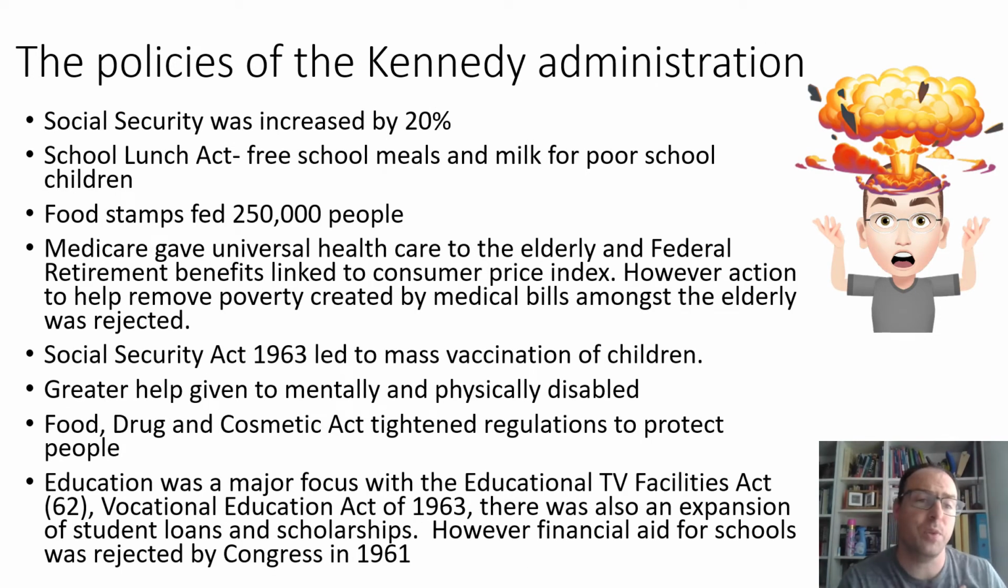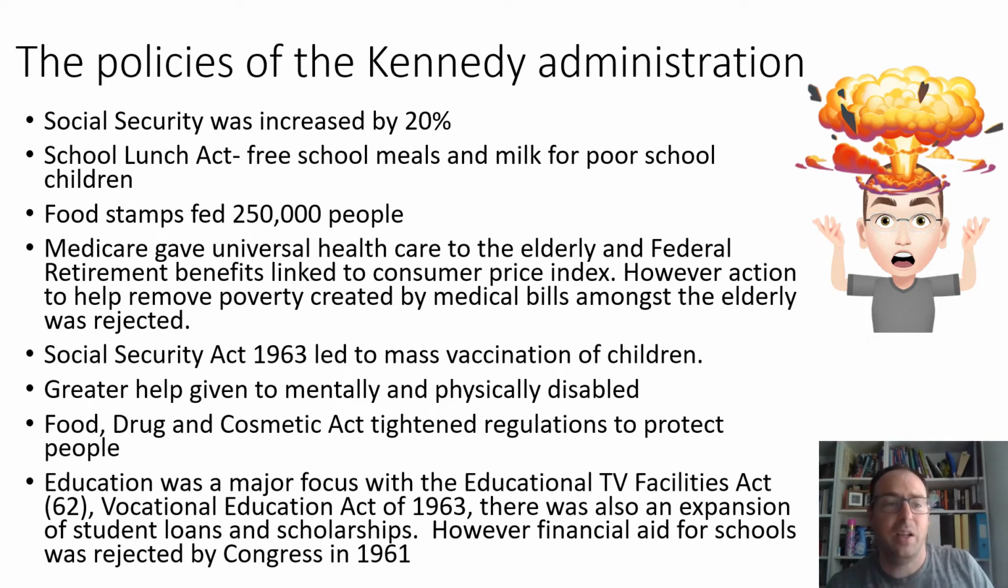We see improvements in other areas as well. So social security was increased by 20%. That's a big significant change. But again, it's building on something that's already there. We see the School Lunch Act, free school meals and milk for poorer students. We saw the use of food stamps, which fed 250,000 people during this period. The idea of Medicare gave universal healthcare to elderly and federal retirement benefits linked to Consumer Price Index.